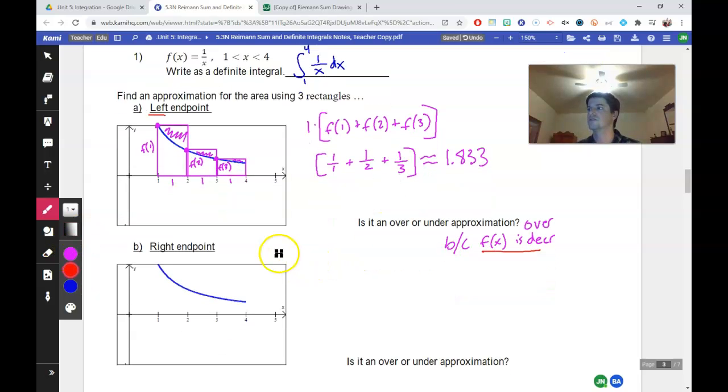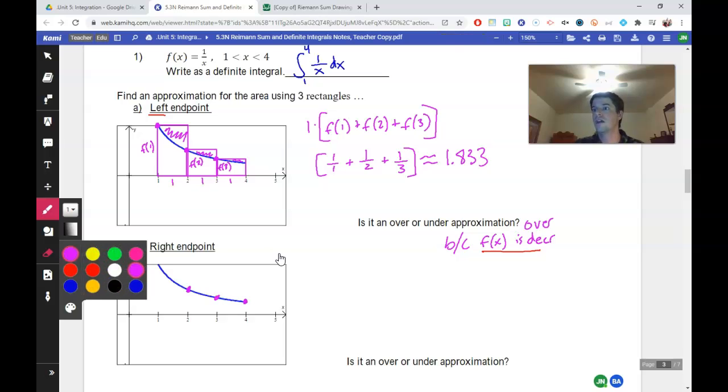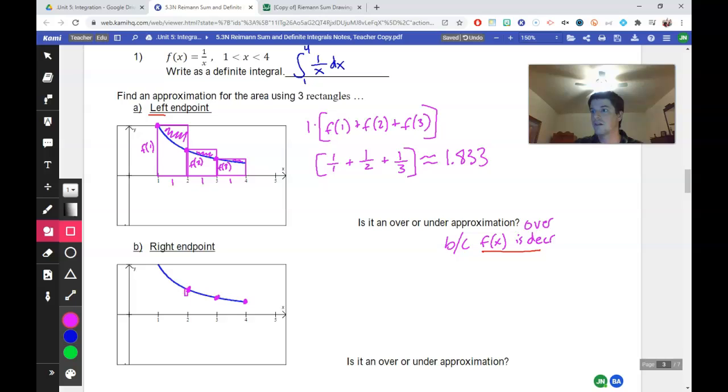Let's draw a right endpoint so you see an alternative to that. For the right endpoint, we're not going to draw that first point there because f of 1 is not the right side of any of the rectangles that we care about. So we're going to draw f of 2, f of 3, and f of 4. And let's now make the rectangles based on that. So there's one rectangle, there's another rectangle, and there's another rectangle.